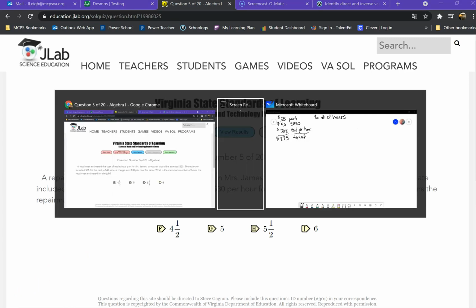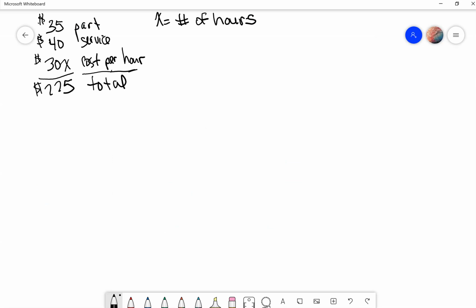I've figured out what numbers are important, and I've written them down on my paper. There's a one-time fee of $35 for the part, and a one-time $40 service charge. Those two items are not going to change. I've decided that X is going to be my number of hours needed to fix whatever her repair is, and it's $30 each hour to pay for the labor. So 30 times the number of hours. Now I'm just going to add those up.